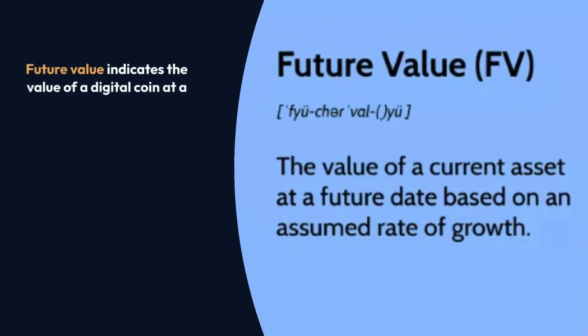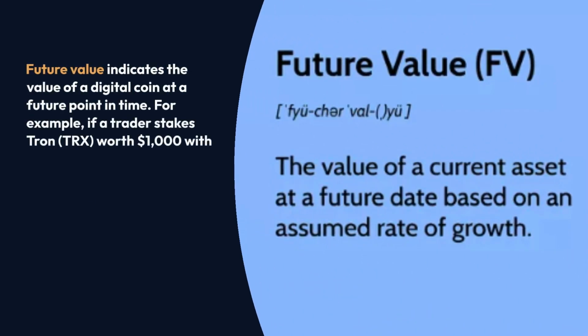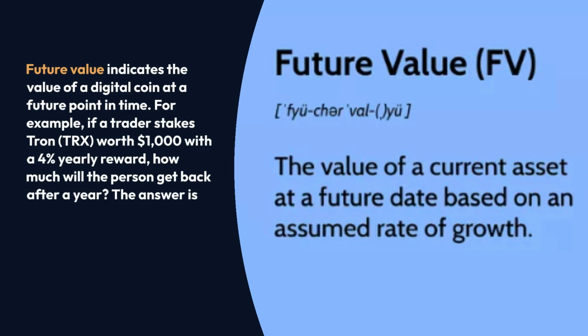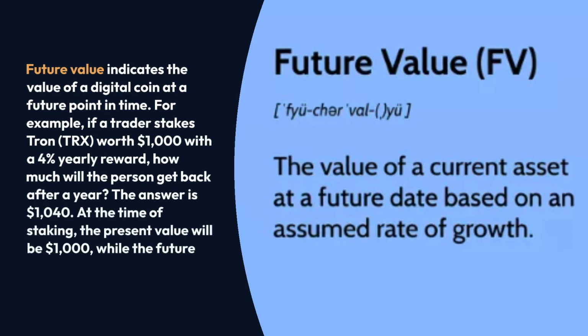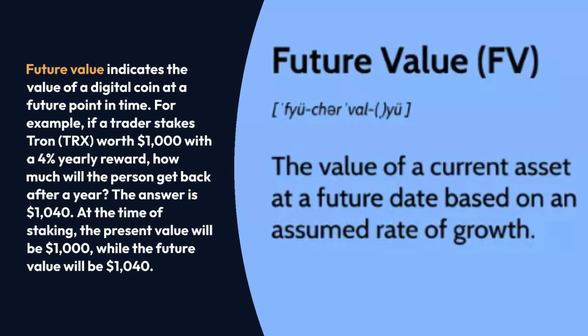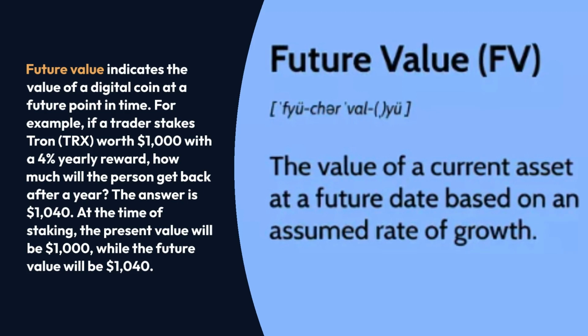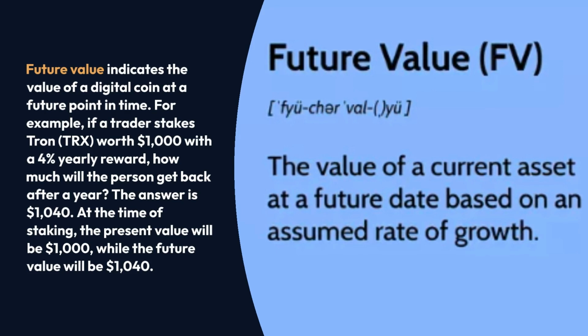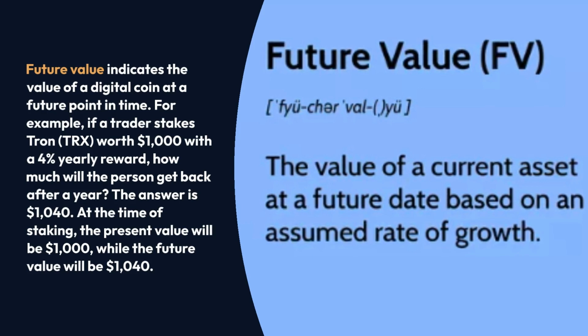Future value indicates the value of a digital coin at a future point in time. For example, if a trader stakes Tron worth $1,000 with a 4% yearly reward, how much will the person get back after a year? The answer is $1,040. At the time of staking, the present value will be $1,000, while the future value will be $1,040.